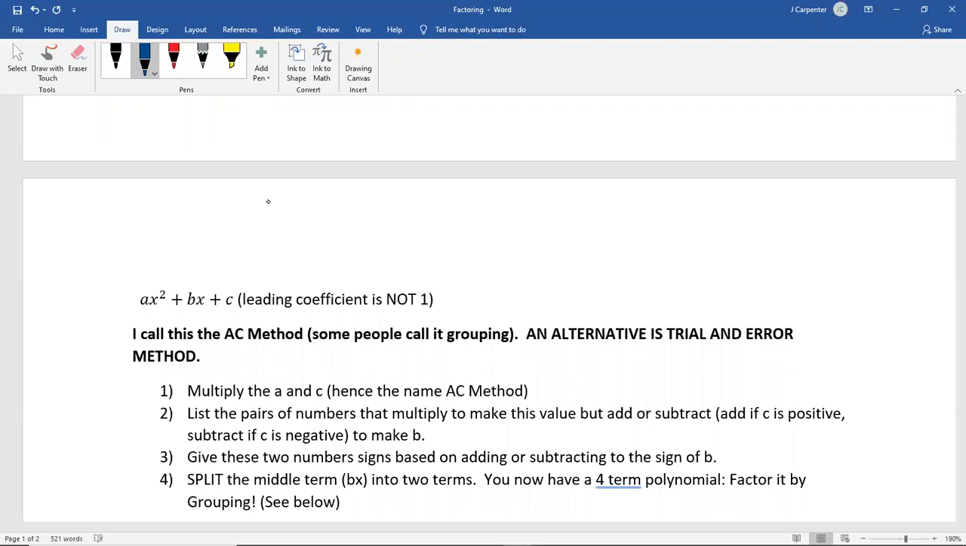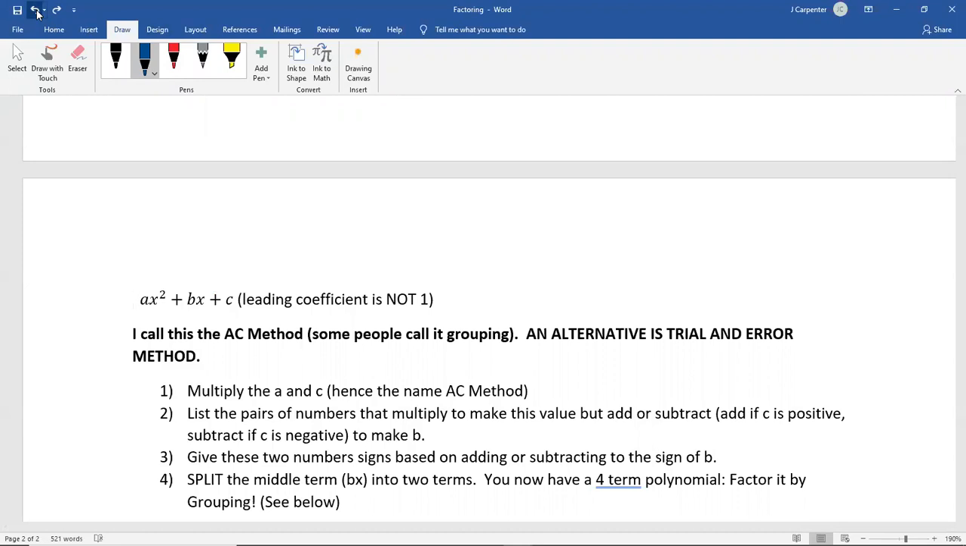So the AC method is called the AC method because in the first step, you're going to multiply the A and the C, the leading coefficient and the constant. That's what they are known for. That's why it's called the AC method.